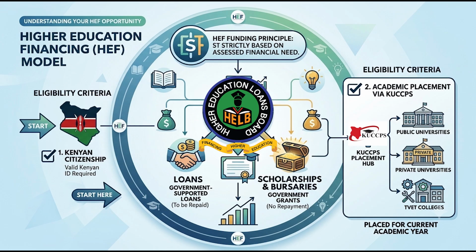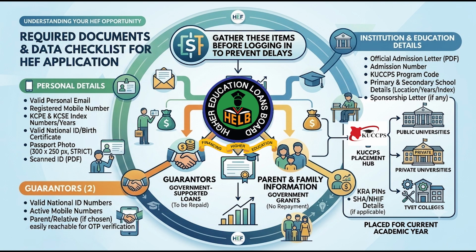To qualify and apply, you must meet the following eligibility criteria. First, you must be a Kenyan citizen. Second, you must have been placed in a higher education institution for the current academic year through the KUCCPS. That's the Kenya Universities and Colleges Central Placement Service. This applies whether you are placed in a public or private university or a public technical and vocational education and training college.